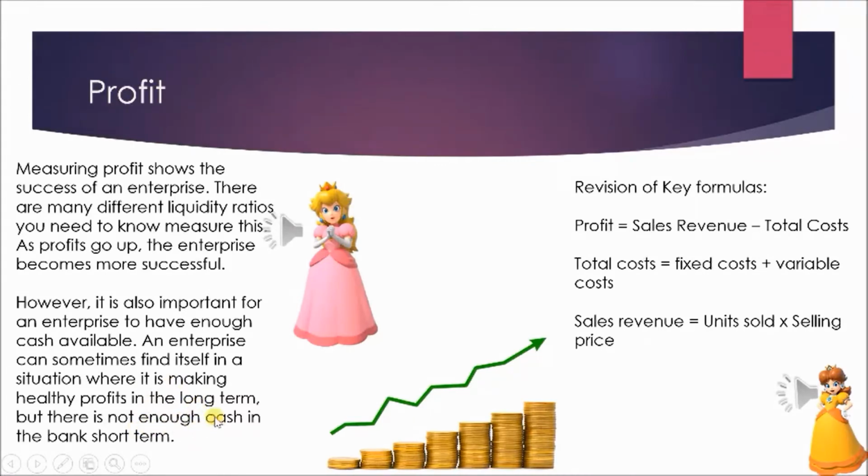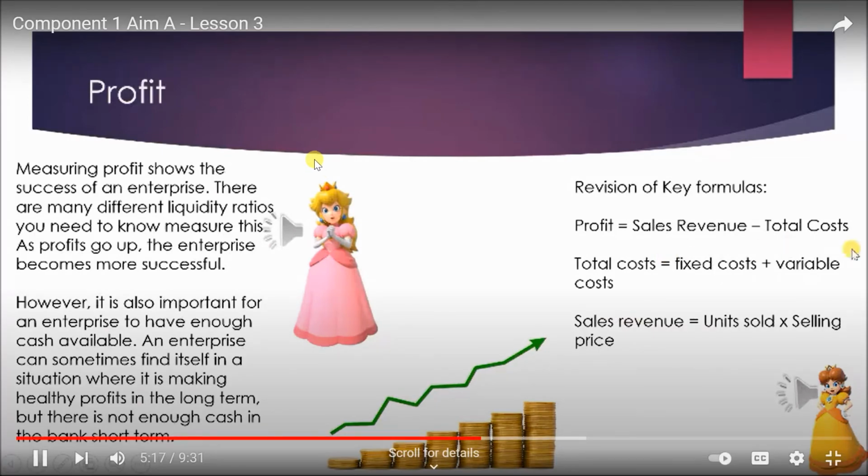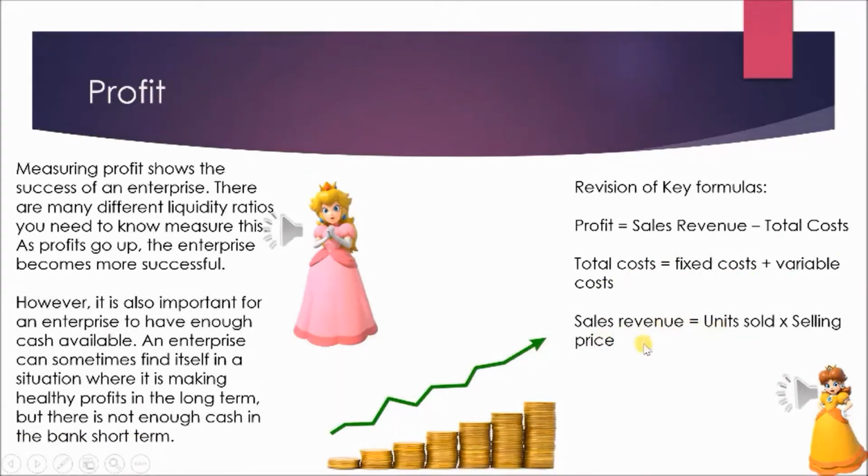I've written the key formulas down on the slide. So profit equals sales revenue minus total costs. Total cost is fixed cost plus variable cost, and sales revenue equals units sold times selling price. This is component 3 A and B work. But what I would want you to do is try and use it for this lesson. So for the next slide, you've got an activity. I want you to write down the key formulas so that you can use them for the next activity.